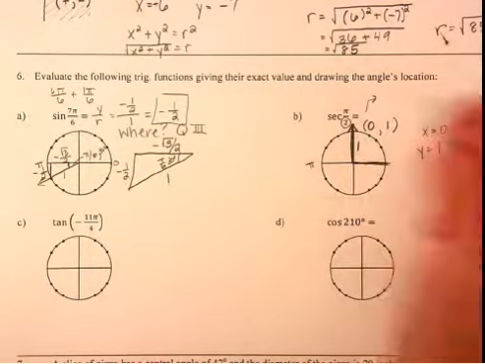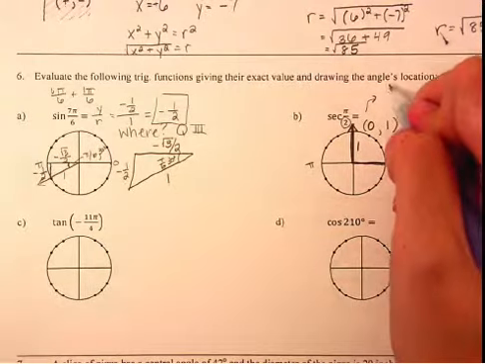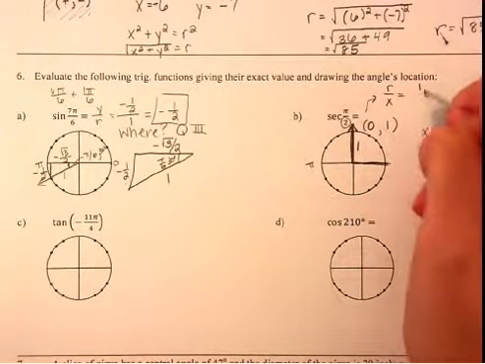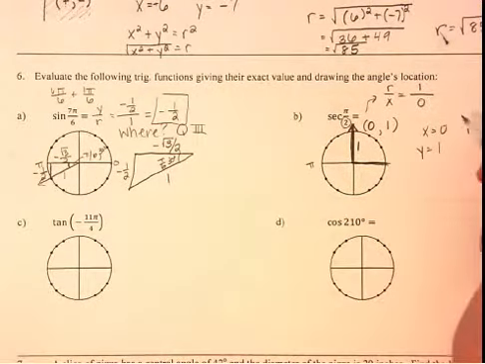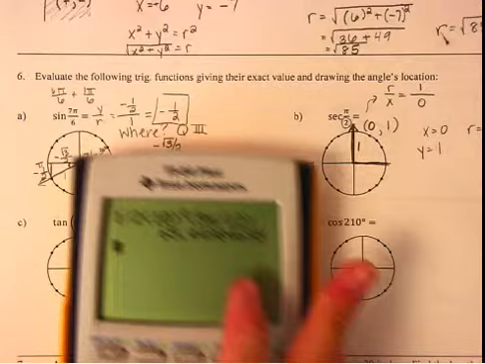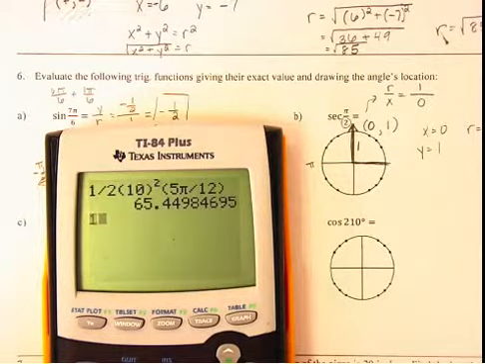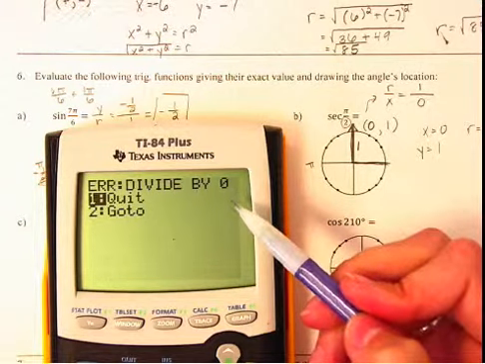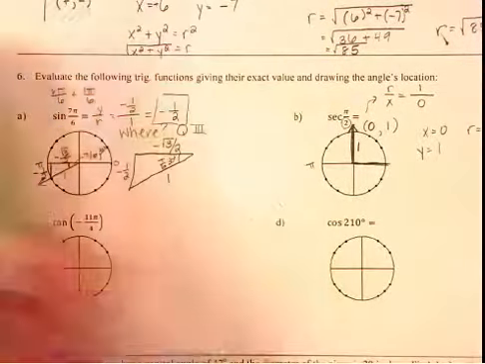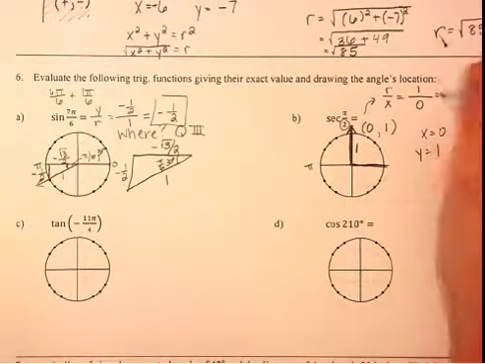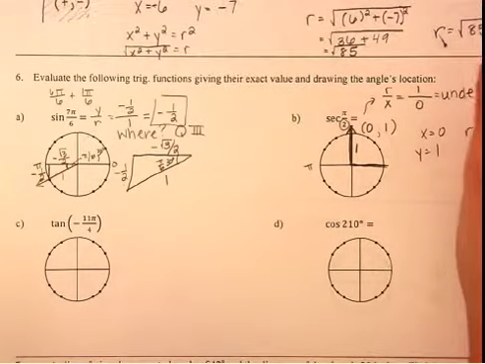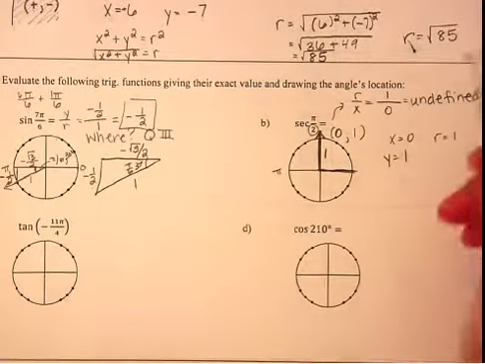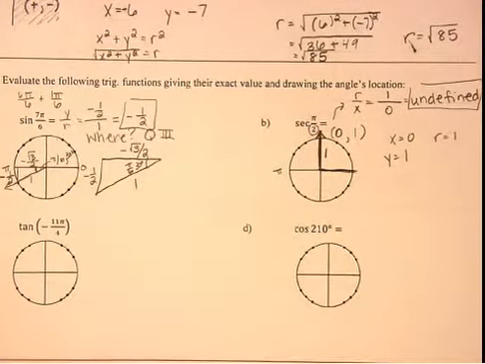Secant of theta, let's move this up here. Secant is the reciprocal of cosine, so it's r over x. My r is 1, my x is 0. If you're confused about this, put it into your calculator. 1 divided by 0, I get an error, divide by 0. It's impossible to divide by 0, which means that this is undefined. Or you could just remember that dividing by 0 is undefined. It's impossible.